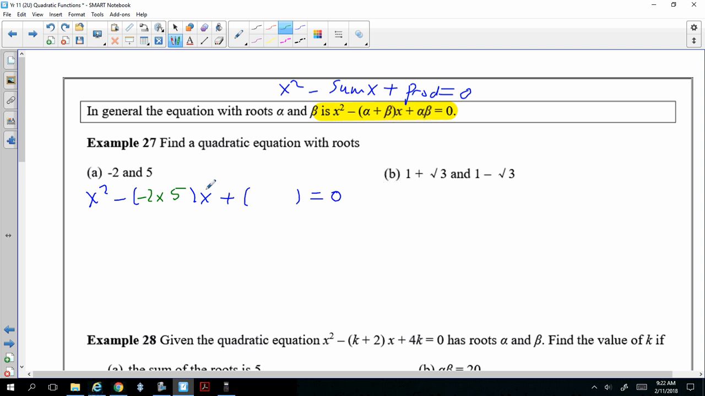So what do you get? You'll get x squared minus 3x minus 10. That's it. And if you try to factorize it, you'll be guaranteed these 2 answers. Okay? Okay, try the next one.